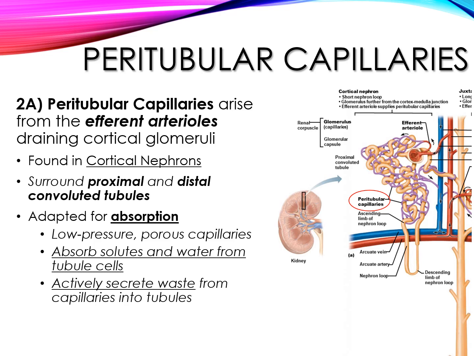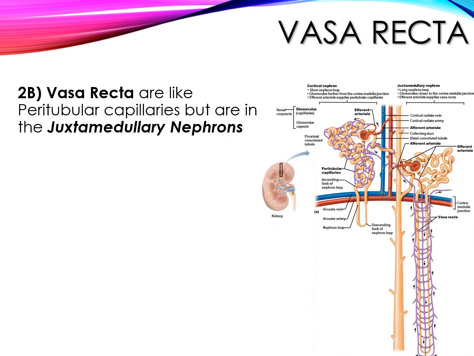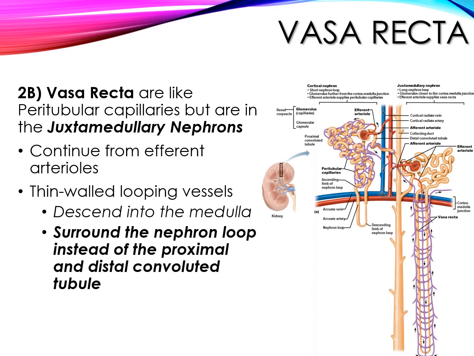So now I've just written down all that information for you about these different capillaries. So the peritubular capillaries are the ones that are going to be wrapping themselves around those convoluted tubules, and they're only found in the cortical nephrons. So they are really for absorption. So they're going to absorb all the solutes and water that they want to keep, and then they're going to actively secrete any sort of waste that they don't want out of those capillaries into the tubules. Okay, so those are our peritubular capillaries. And again, all these guys are from the efferent arterioles, leaving the glomerulus, I should say.